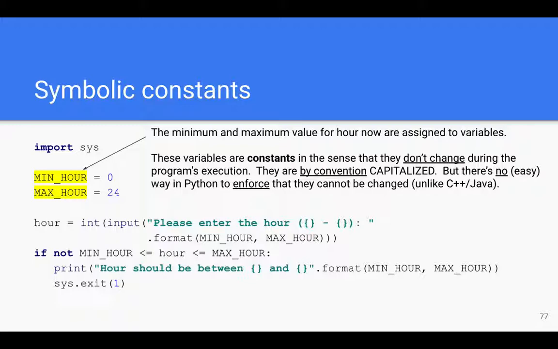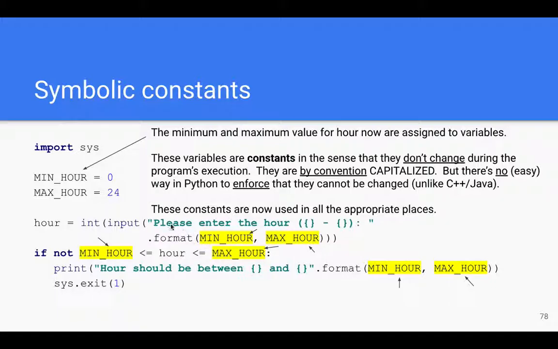Although in C++ or Java, you can just put a const keyword before it. In Python, when you see something that is capitalized, it's a sign that you really should never change that variable. And then what we did was use those variables in all the right places.